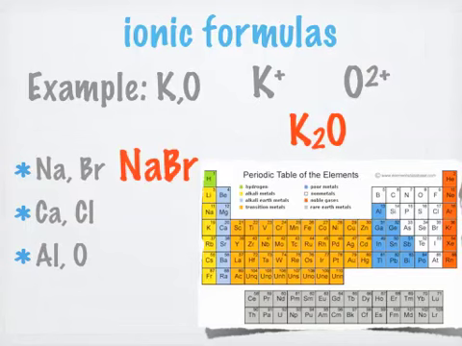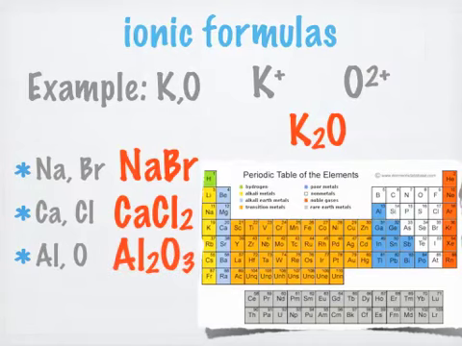Calcium chloride, or calcium and chlorine, become calcium chloride, which looks like this. The reason there's a 2 on that chlorine is because calcium had a 2 plus charge. And aluminum and oxygen, that one's the toughest one. Aluminum is 3 plus, and oxygen's 2 minus. So using your crisscross rule, Al2O3, aluminum oxide, okay?